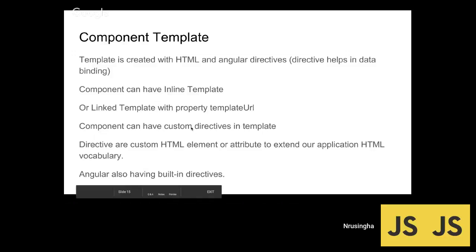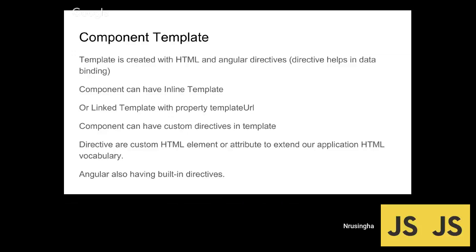Okay, so our component can have the template we saw. We can have inline templating. We can have template URL. Component can have custom directive also. So the custom directive means you can create another component, the second component, and that component you can insert in a template of the first component or the root component. So we'll do that, and that we call directives.